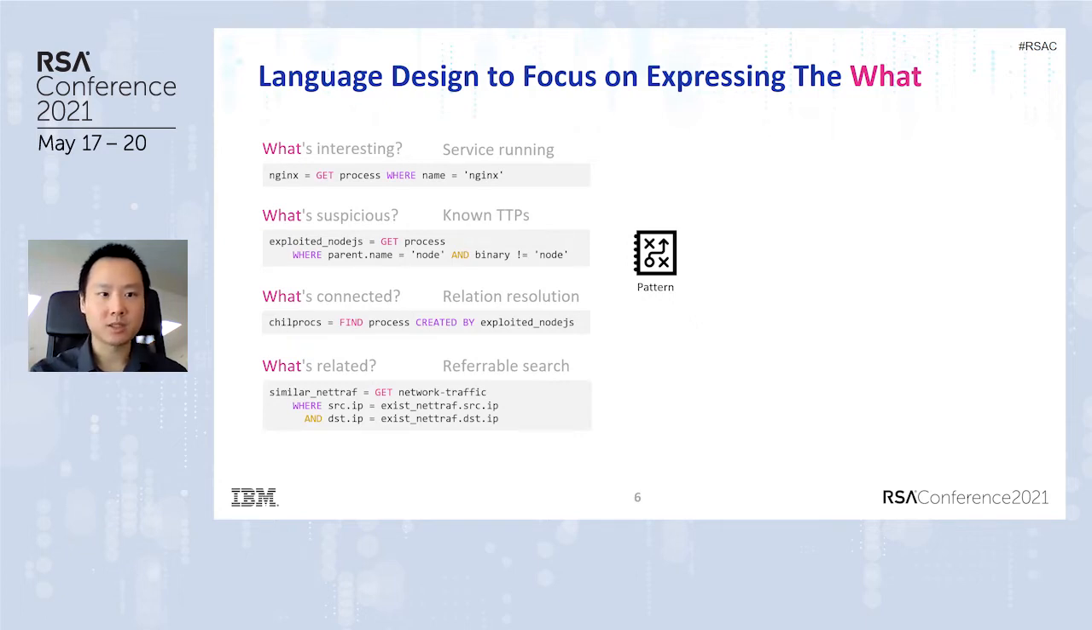Patterns in Kestrel are similar to regular expressions, but matched against structured computation logs, such as process trees from EDR systems or NetFlow records from firewalls.